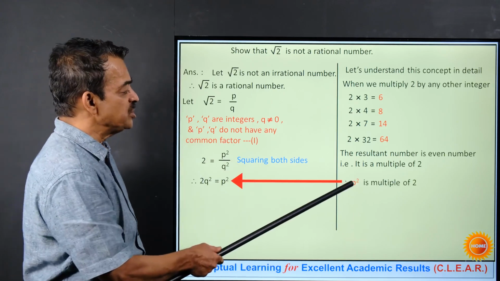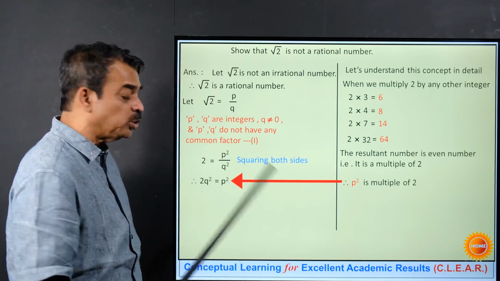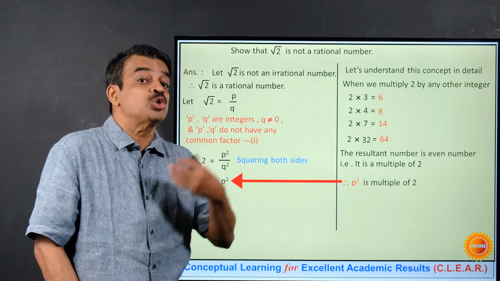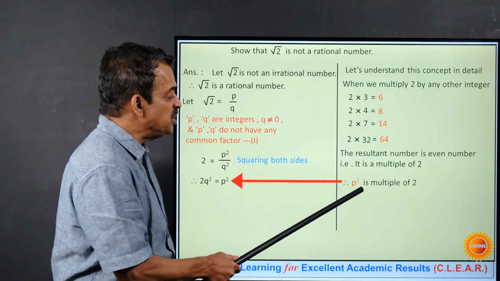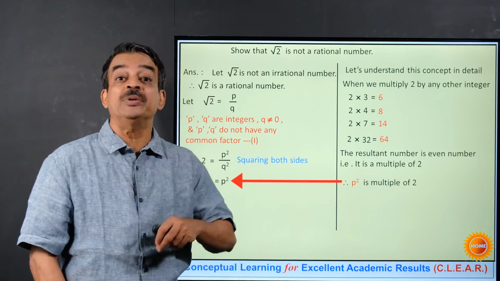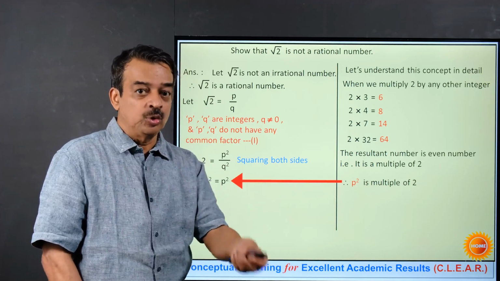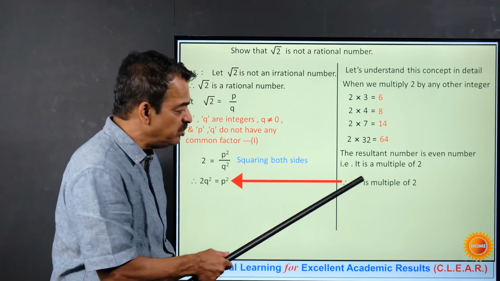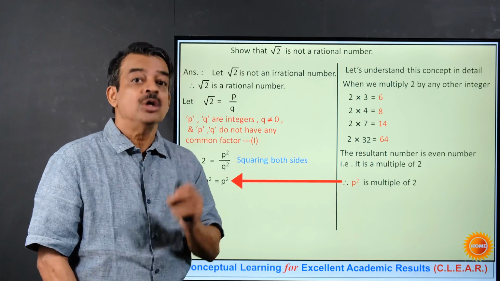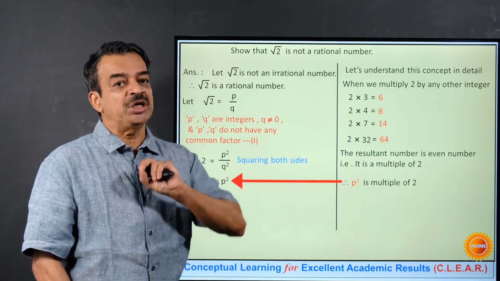So, my conclusion is p square, which is equal to 2q square. So, as 2q square is a multiple of 2, p square also must be a multiple of 2. Now, if the square of p is a multiple of 2, what will be the square root of p square? P. P also must be the multiple of 2.